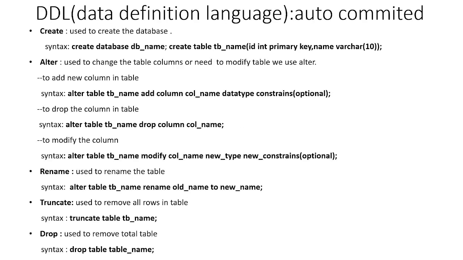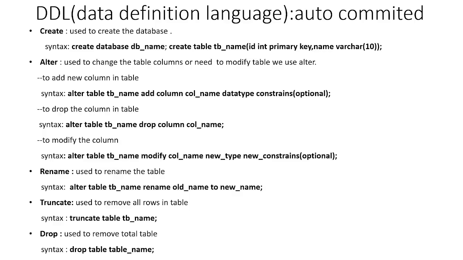Here in SQL, we have four kinds of languages: DDL, DML, DCL, and TCL. Firstly, data definition language is auto-committed, which means if we do any operation like create, alter, rename, truncate, and drop in the database, it will automatically commit the total queries or operations which we did on a table. Data definition language mainly deals with databases and tables.